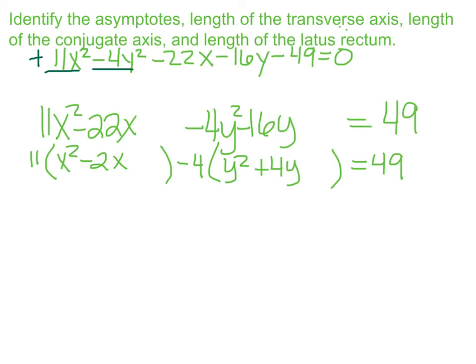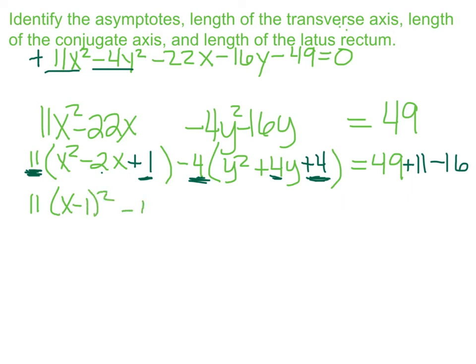So now when we complete the square, we take half of 2 and square that, and we're adding 1. But we're really adding 11 ones, so we add 11 here. In this group, we take half of 4 and square that, so we're going to add 4. But we're really adding negative 4 fours, so we're going to take away 16. Be careful with that, because when you complete the square inside parentheses, you've got to remember to multiply it by the number outside when you put it on the other side. Alright, so I have 11 times x minus 1 all squared when I factor it, minus 4 times y plus 2 all squared when I factor that, and 49 plus 11 would be 60, minus 16 would be 44.